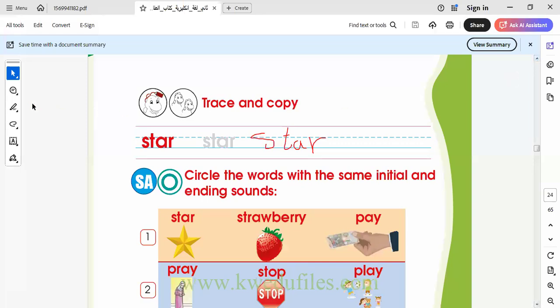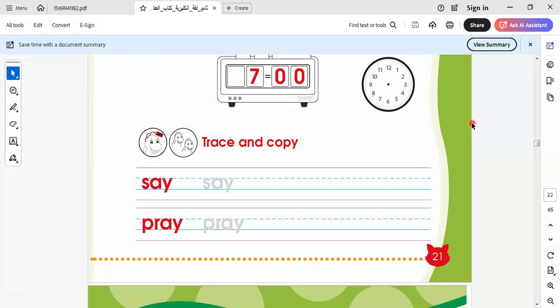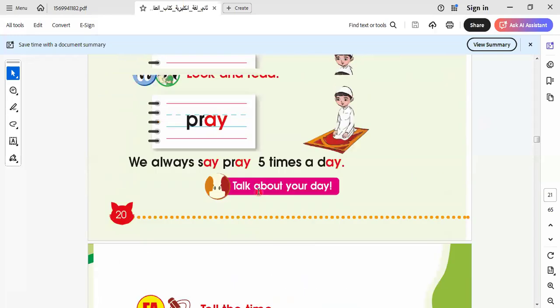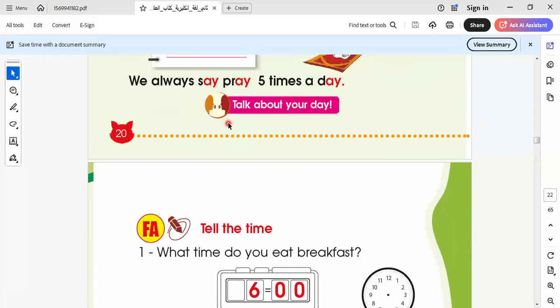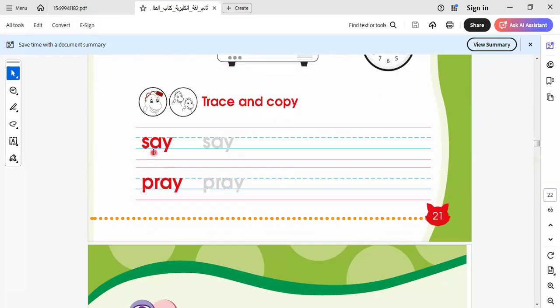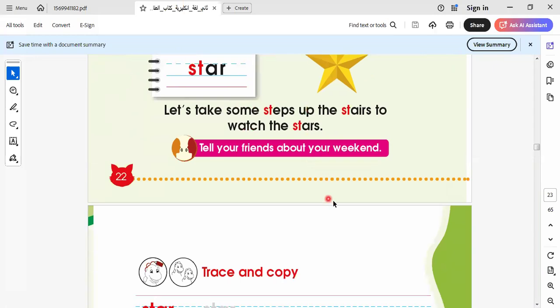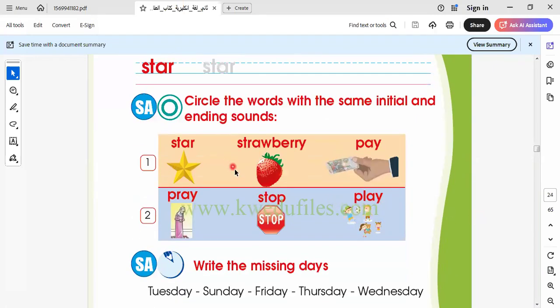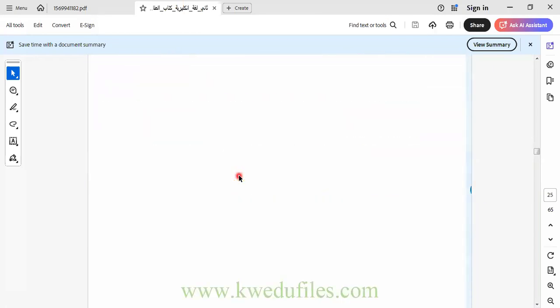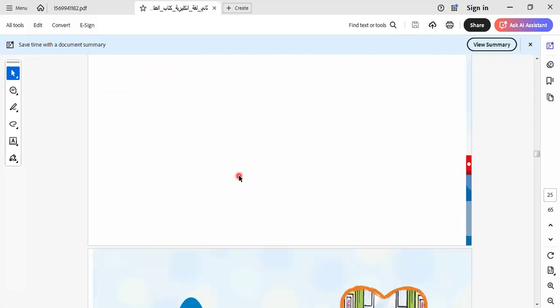These are the words that we know, or have any extra words. Let's read it together. Here we have star, say, pray. We have here pray, say, star, and we know the name of the day. Okay, let's do this exercise together.